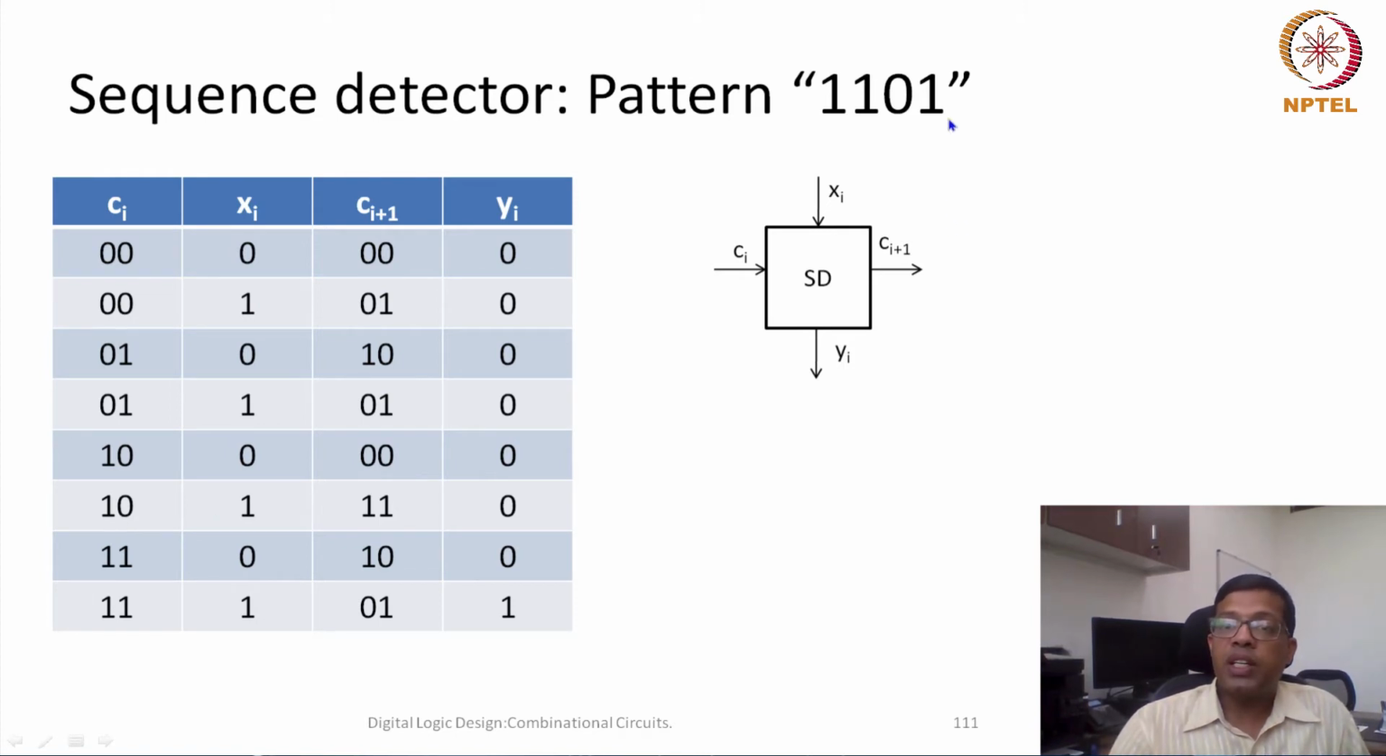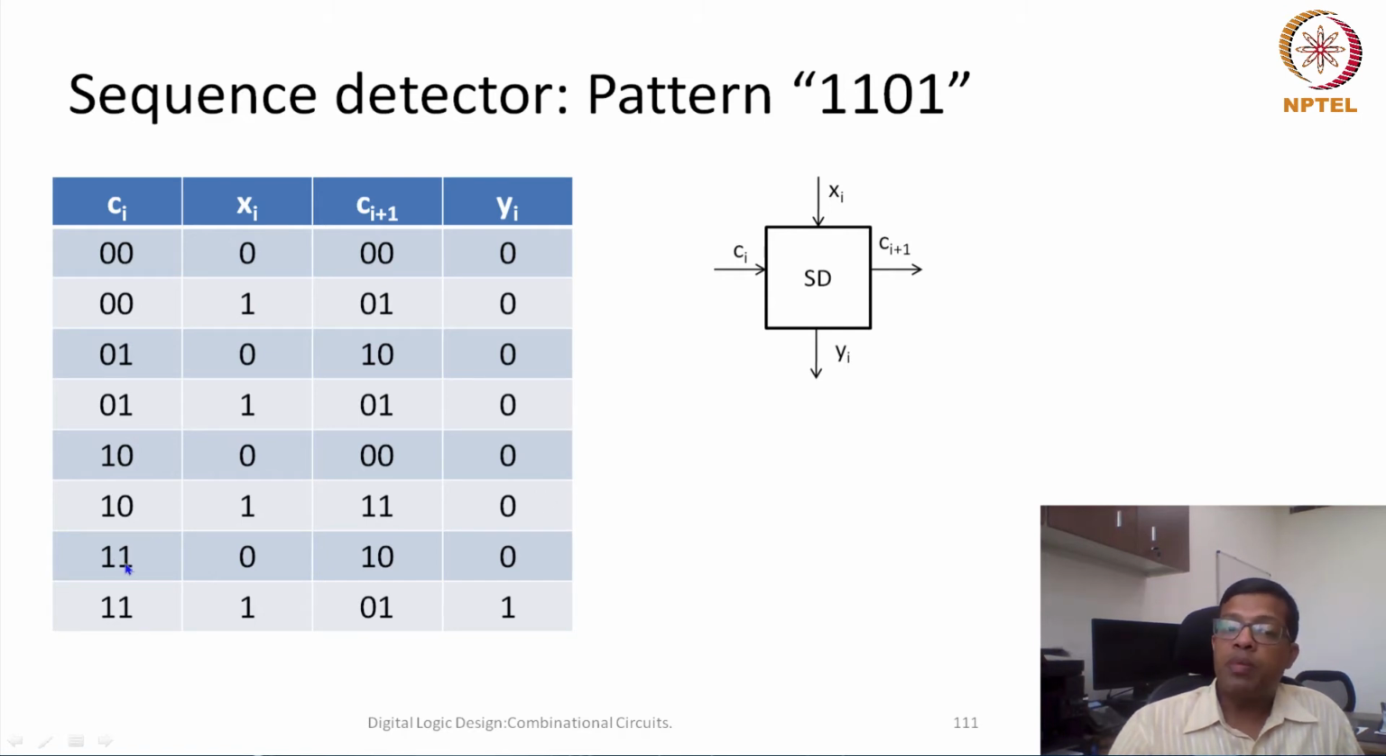But if the current status says that 2 bits have matched and the next input is 1, then we have to say 3 bits have already matched. So that means we'll write Ci plus 1 as 1 1, meaning 3 bits in the pattern have already matched, and the output is still 0.